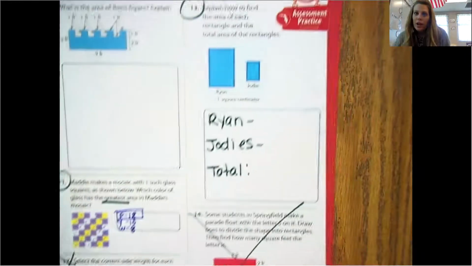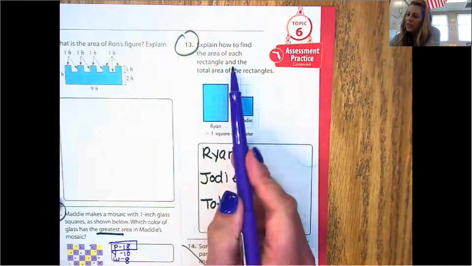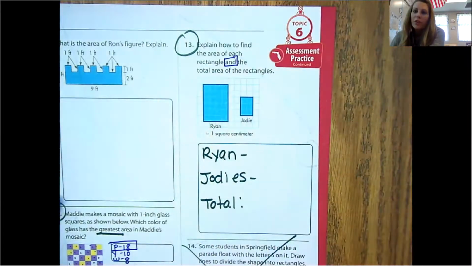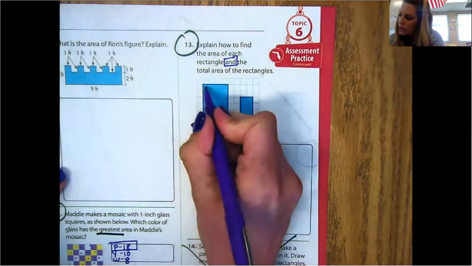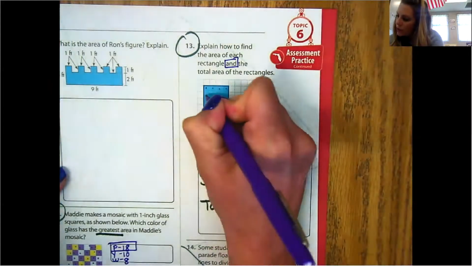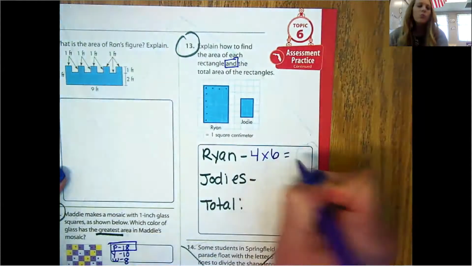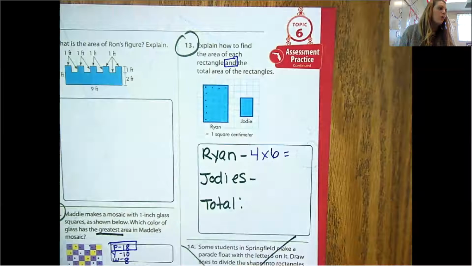All right, moving on to number 13. Explain how to find the area of each rectangle and the total area of the rectangles. Remember, and means what? Add. So let's start with Ryan. Ryan has 1, 2, 3, 4 times 1, 2, 3, 4, 5, 6. Okay, so Ryan's is 6 times 4, or 4 times 6, which equals what?